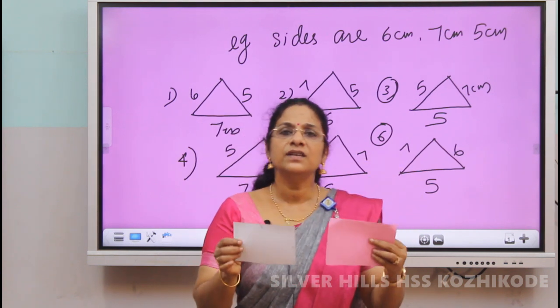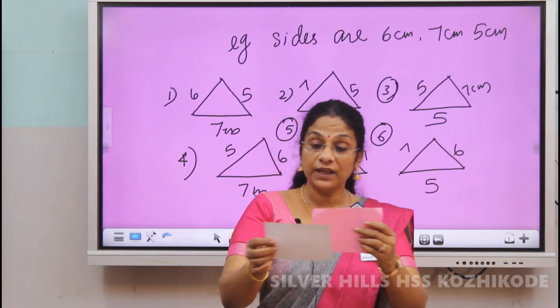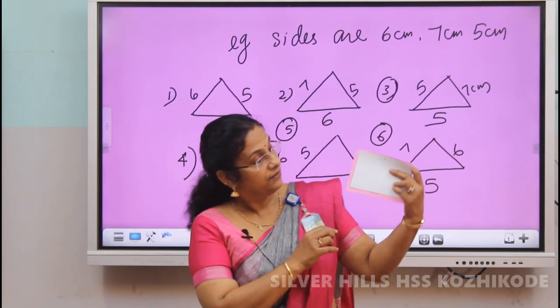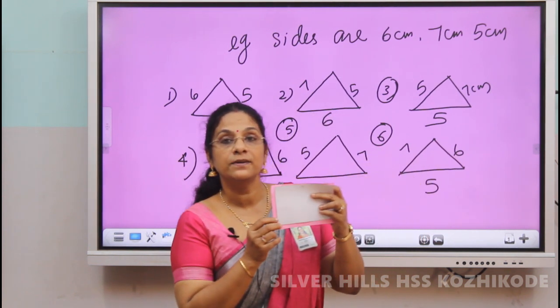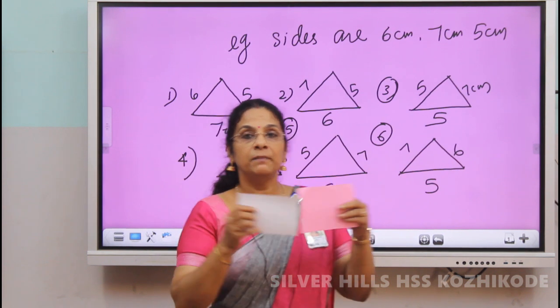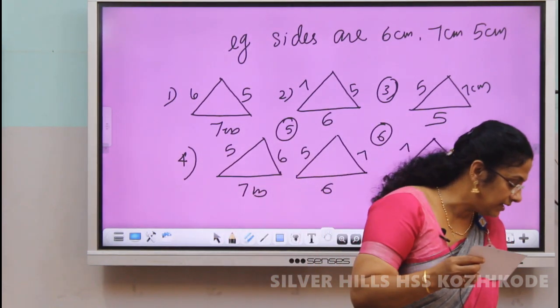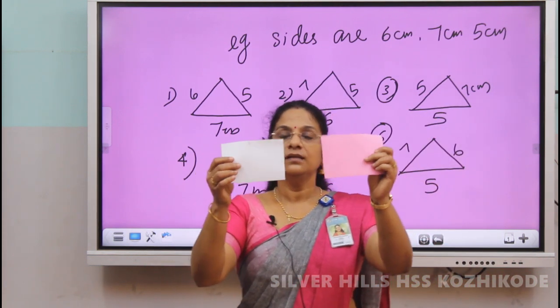Then how can we check is it equal or not? If we keep one paper over the another one, we can see that these two papers are not equal, but the shape is same. And the next one, I am going to take another paper, the same.